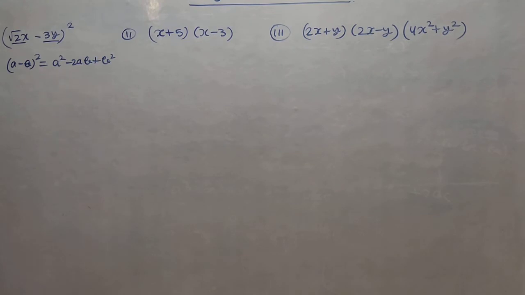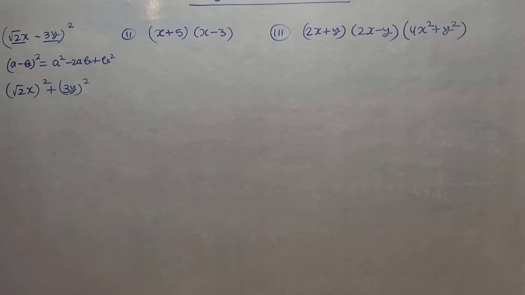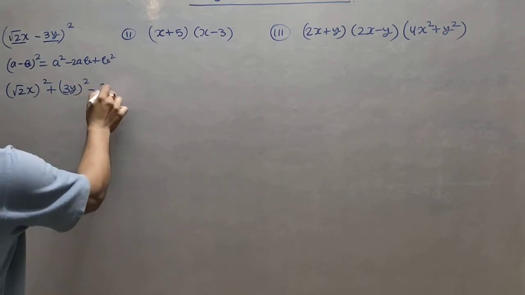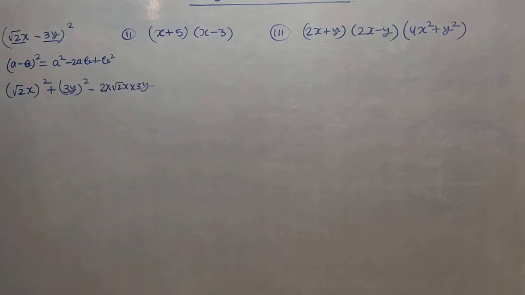Write the identity again and again, so that it will automatically remember, right? So it is root 2x, it is a here, plus 3y will work as b. a square plus b square minus 2 into root 2x means 2 into a into b. This is a and this is b. So what will it be?